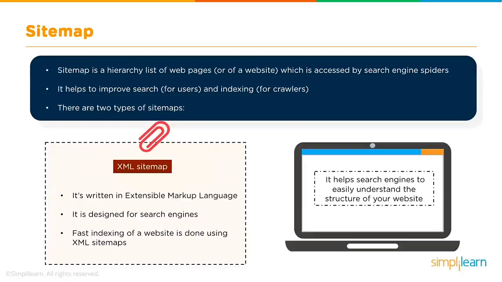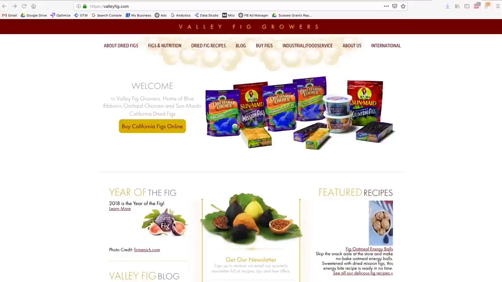Well, as an end user, I can also just type in sitemap.xml. Usually that's the XML file where all the URLs are located. And here I can see all of the URLs on valleyfig.com. And so the idea behind an XML sitemap is we want to communicate that XML file to the search engines. And so Google in particular has what they call a search console.